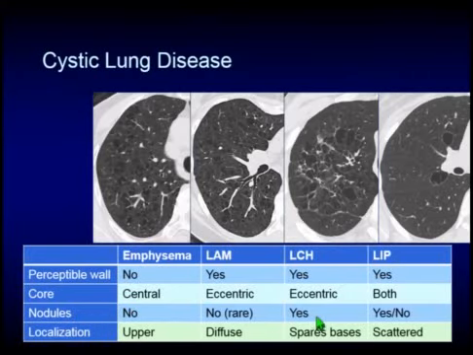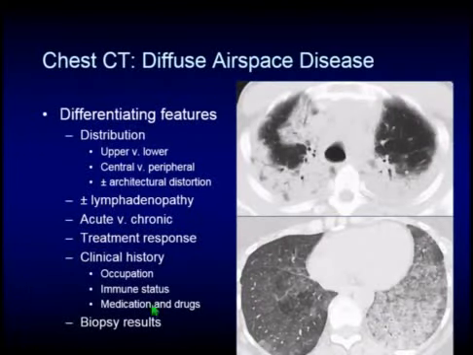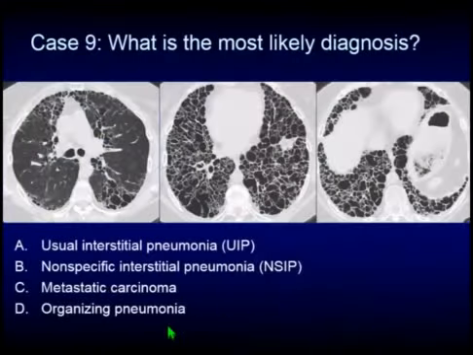Presence of nodules: the only two diseases that have nodules, as I've shown you, are LCH and LIP. And localization: emphysema, as you know, is in the upper lung; LAM is diffuse with no zonal predilection; LCH spares the bases, right middle lobe and lingula tips; and LIP usually has a finite number of cysts, representing less than 10% of lung involvement, randomly scattered. For airspace disease, history is first and foremost most important. And that brings us to a bunch of quiz questions.